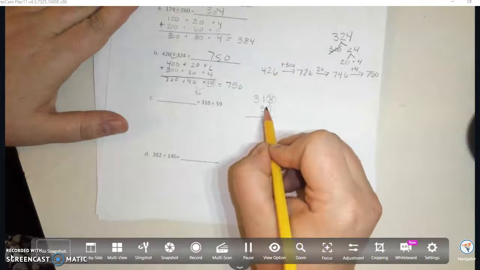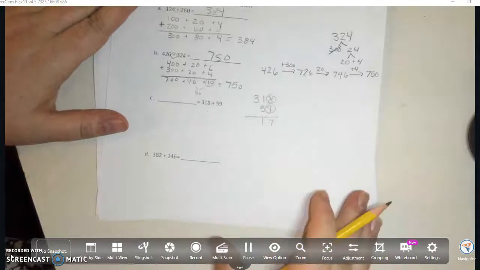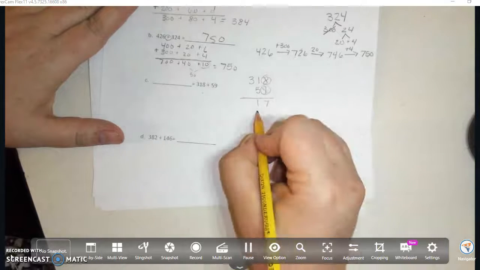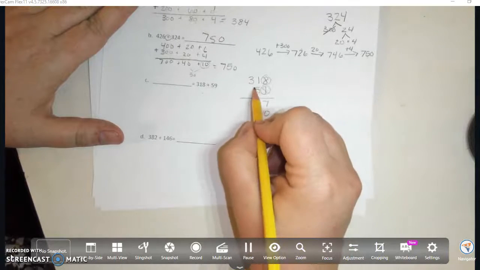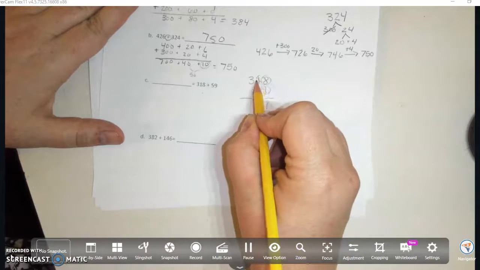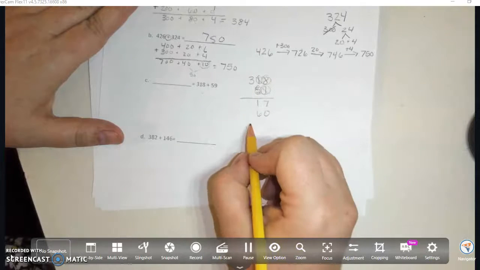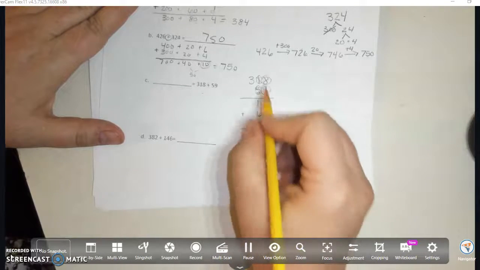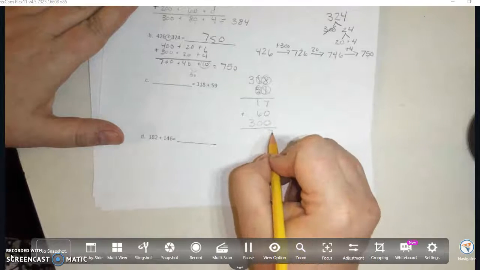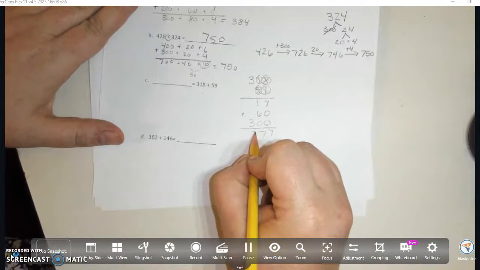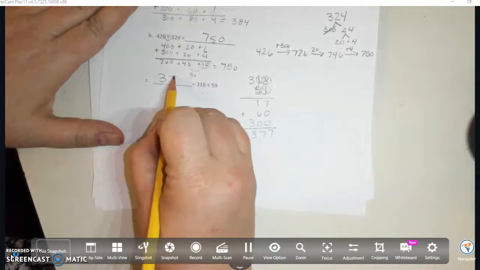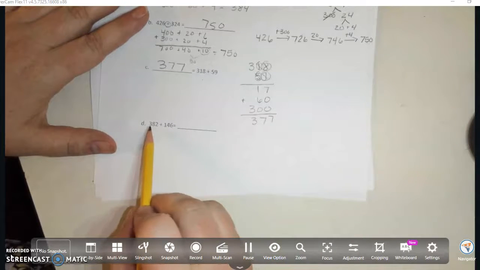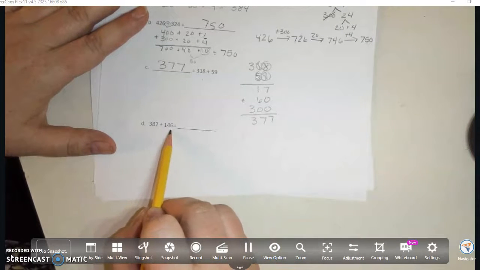I like to do the kill it and vary it method. Students in my class will be familiar with that. Then I have 10 plus 50 would be 60. And 300 plus nothing would be 300. Taking all those amounts and adding them up, 7 ones, 7 tens, 300s, netting me 377.